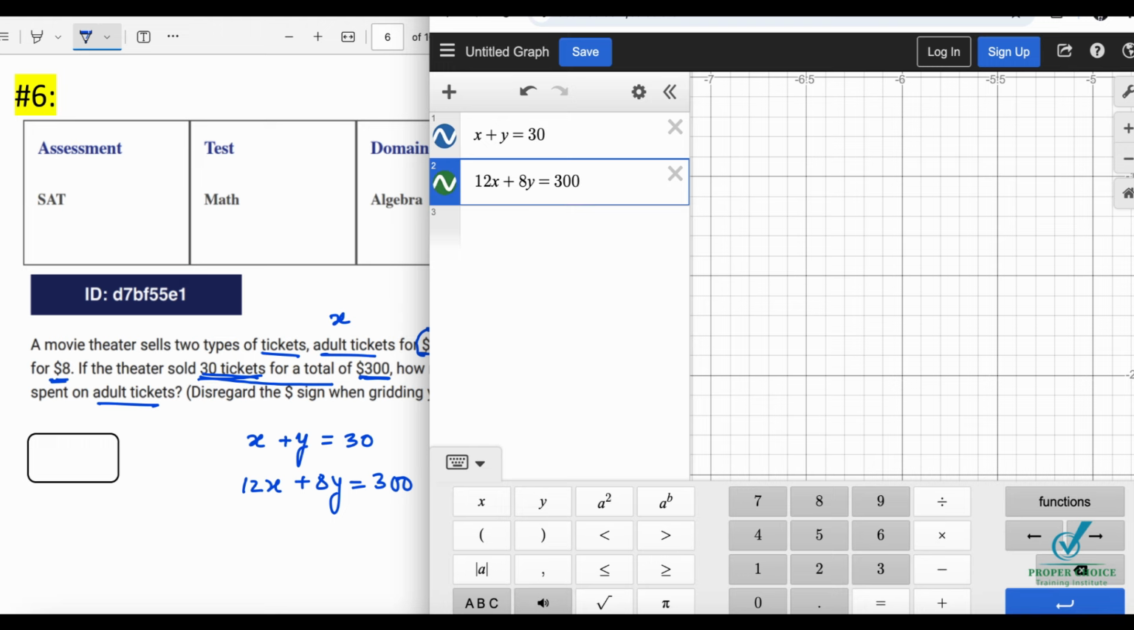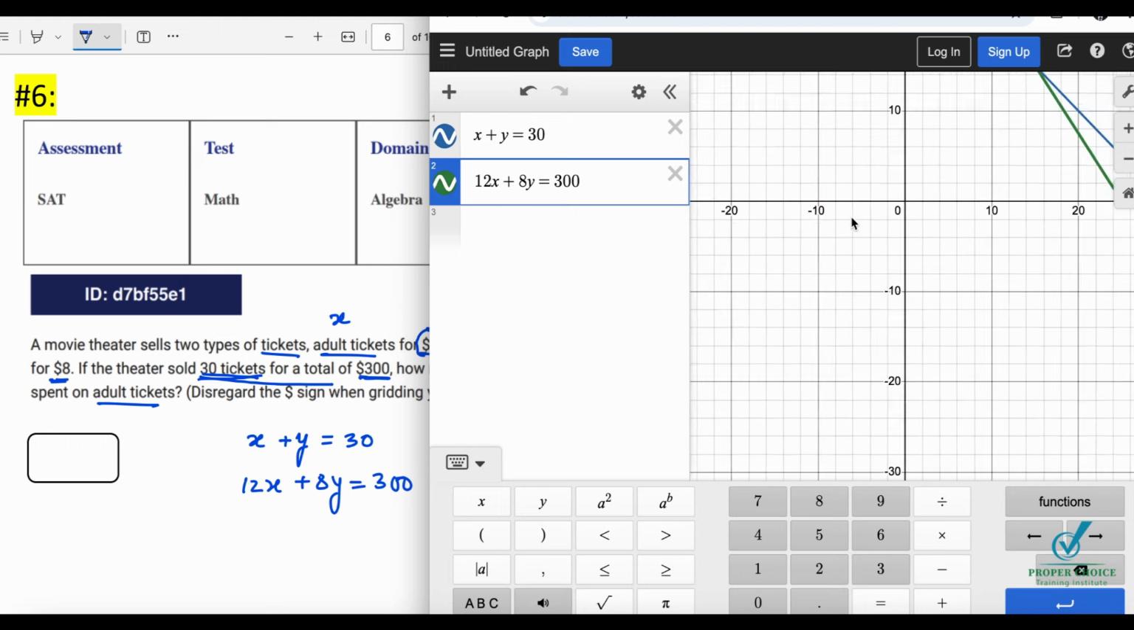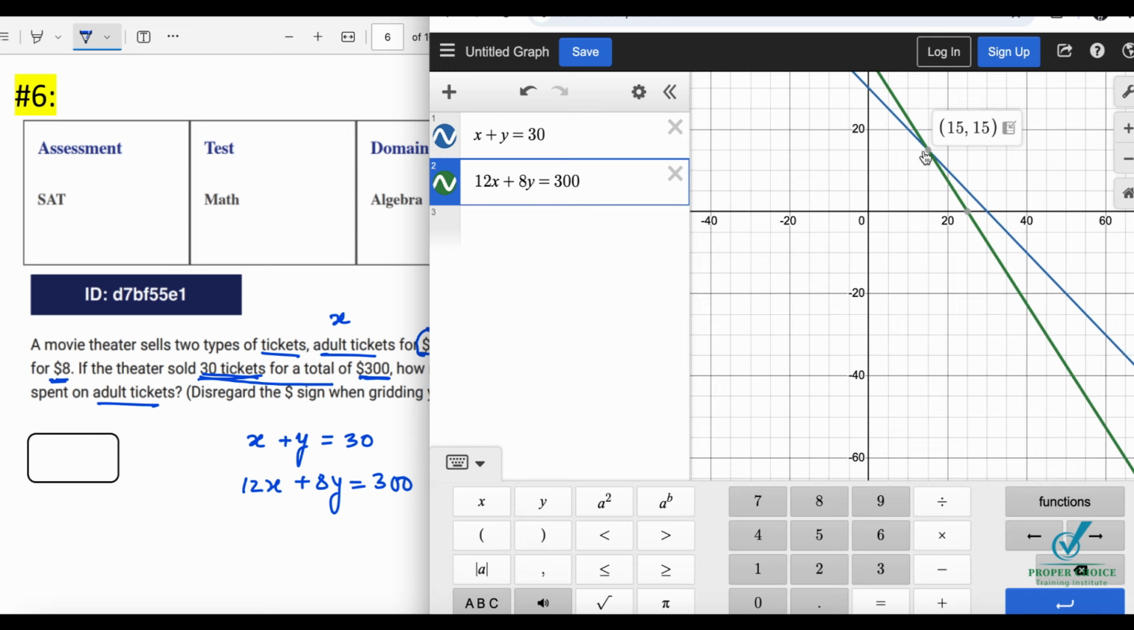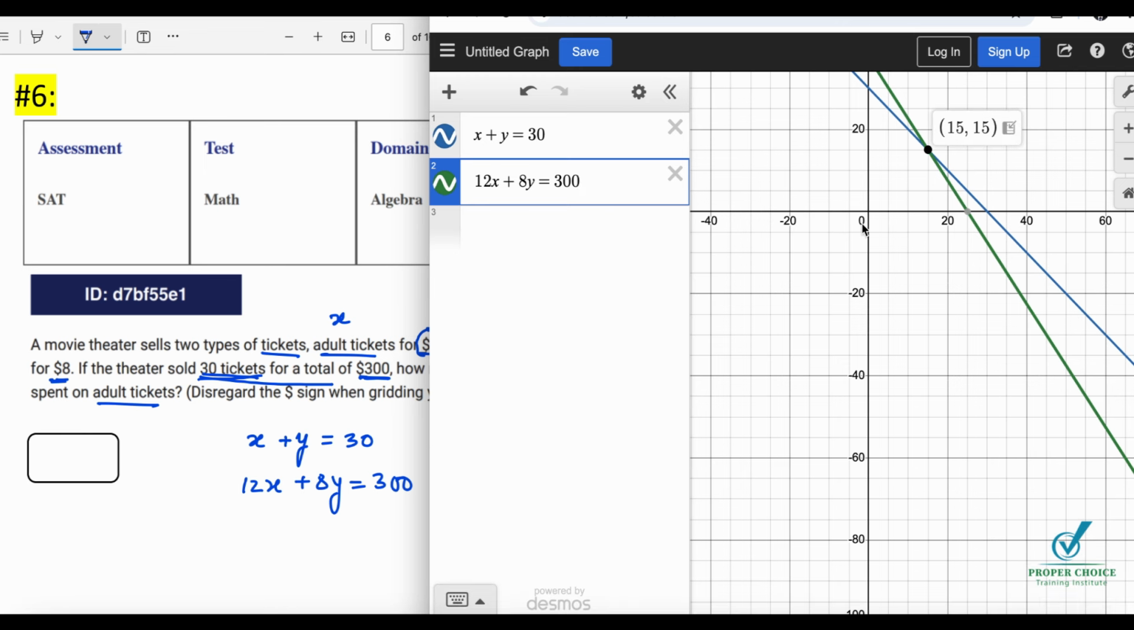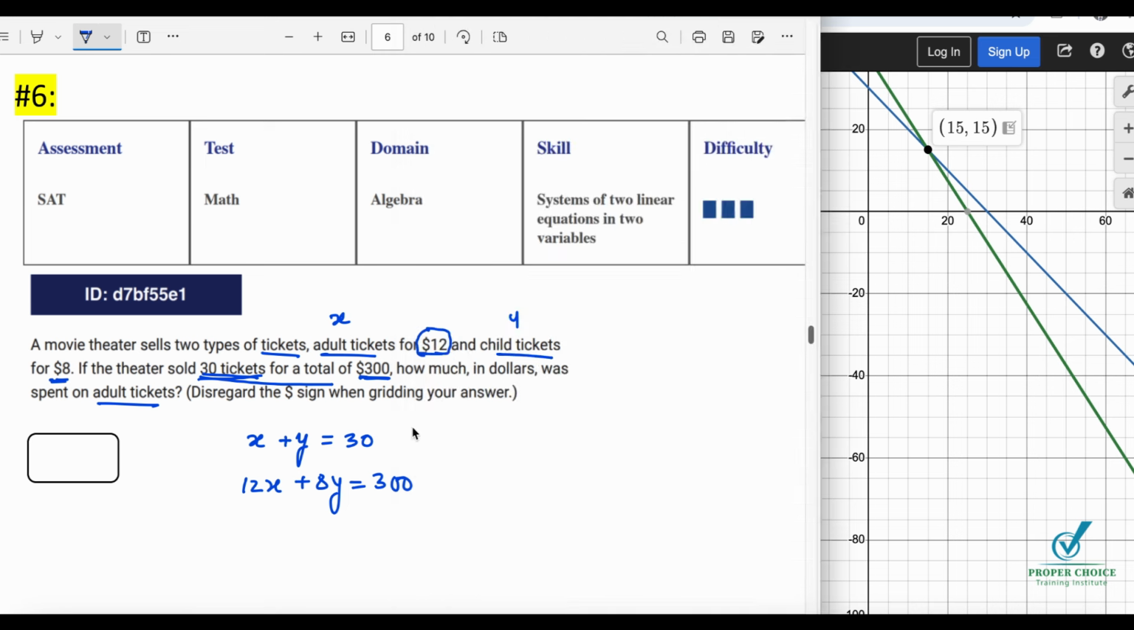So where those both graphs intersect each other, that is the point giving the number of tickets. As you can see, the common intersecting point of the system of equations is the solution. So the x value is 15, the y value is 15. So we can say that the company sold 15 adult tickets and 15 child tickets.